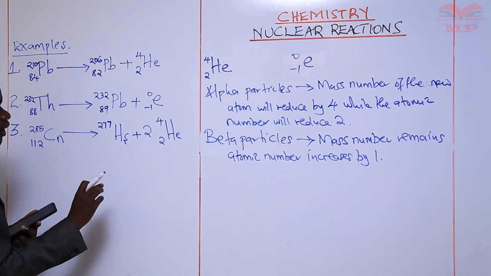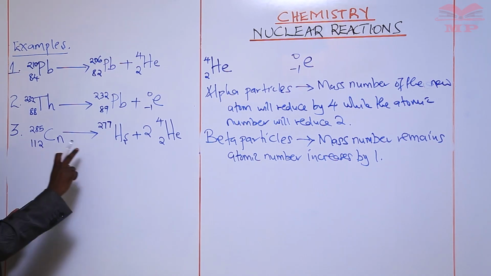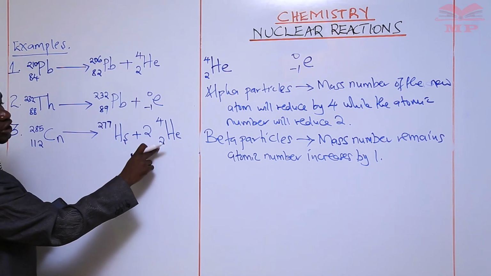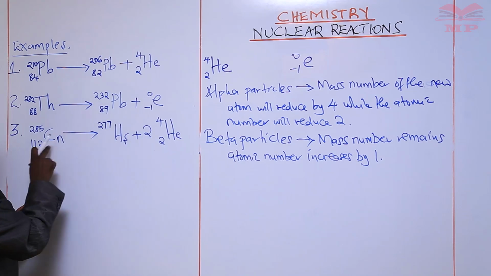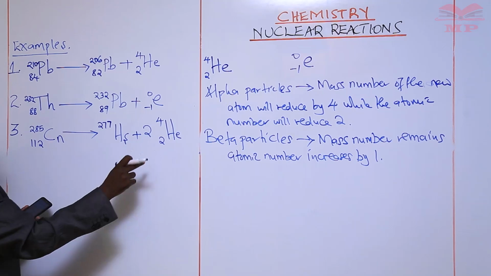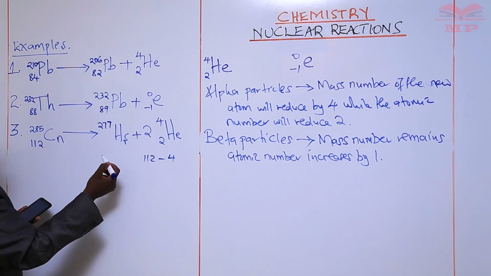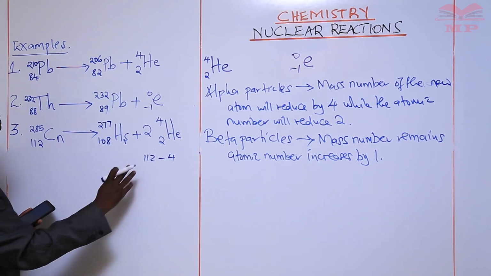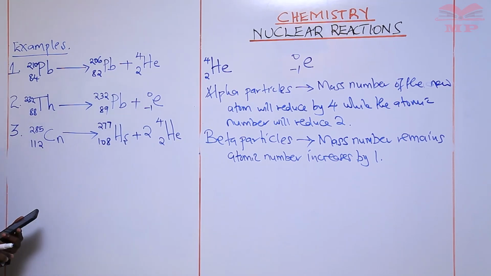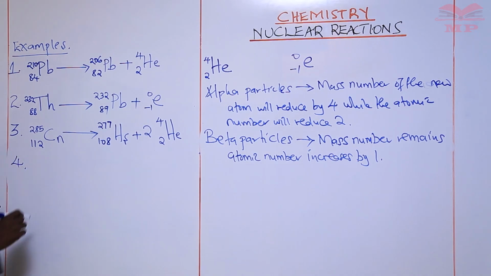What about the atomic number? On the left, atomic number is 112. On the right, now that you are emitting 2 alpha particles, I'll multiply 2 by 2, that will give you 4. Then I reduce the atomic number by 4 because we are emitting 2 alpha particles. So this will be 112 minus 4. That will give you 108. So my dear candidate, if you add 108 plus 4, you will get 112. So this is another example of a nuclear equation.